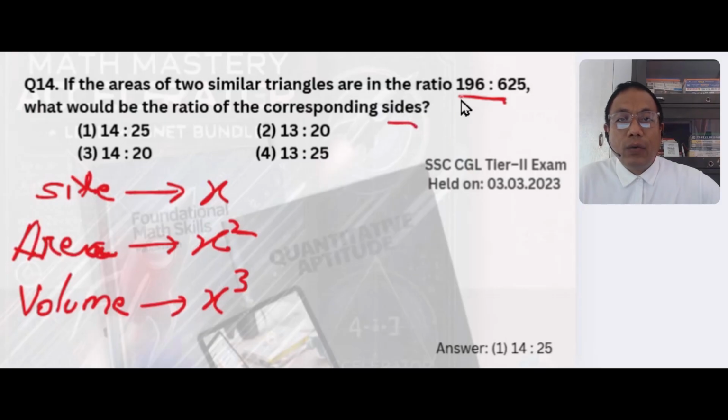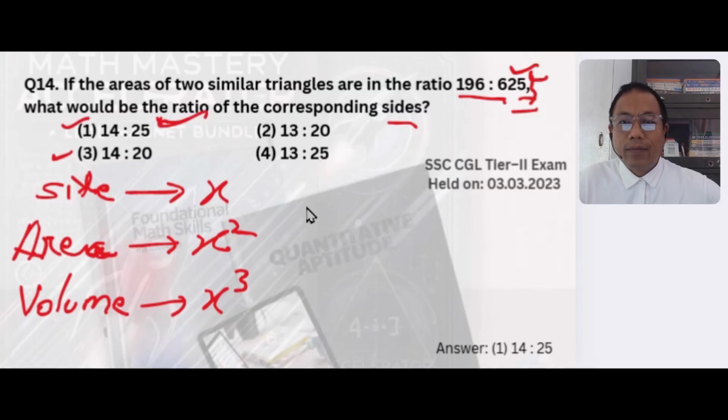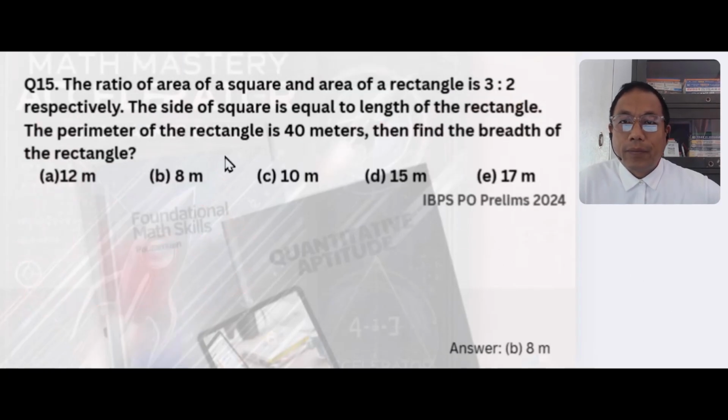Therefore, which number square is 196? 196 is 14 square. 625 is 25 square, the given digit is 5. Therefore, 5 square is 25. Option 1 is the right answer. Okay. 14 square is 196 and 25 square is 625. Sorry, 625.